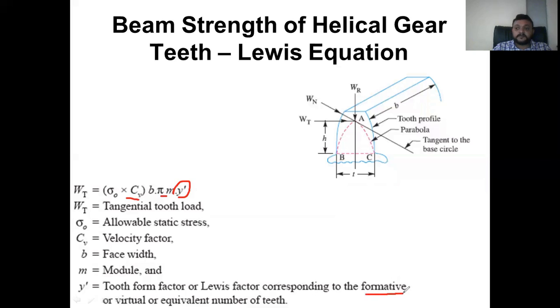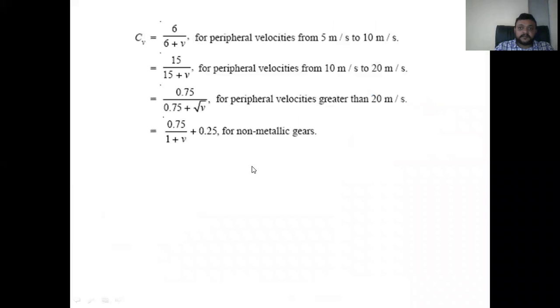So the formative or equivalent number of teeth is actually the virtual number of teeth to be engaged during helical gear meshing, because of the helix angle that we are likely to consider. So y dash is the Lewis form factor corresponding to the formative number of teeth. So instead of the number of teeth, you have to use the formative number of teeth, TEG or TEP, in the equations, as we discussed for the spur gear. So that is the change that you have to keep in mind in designing the helical gear.